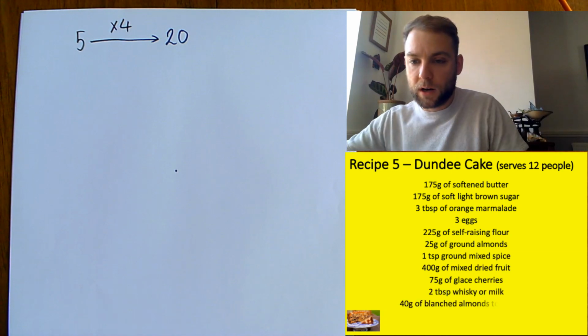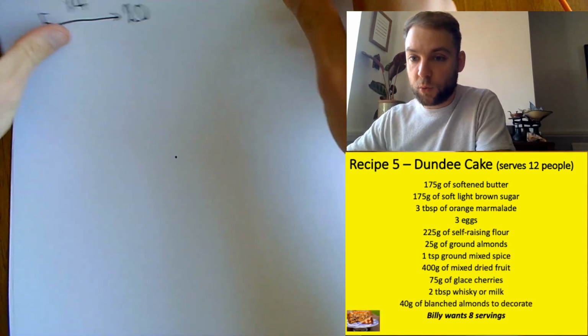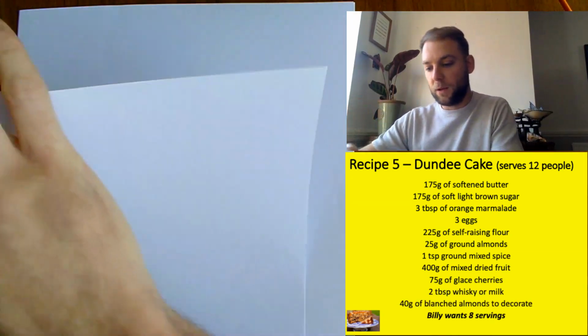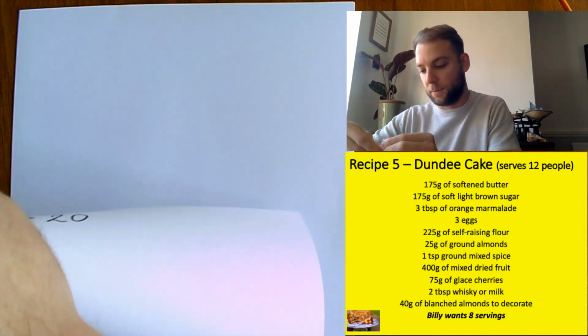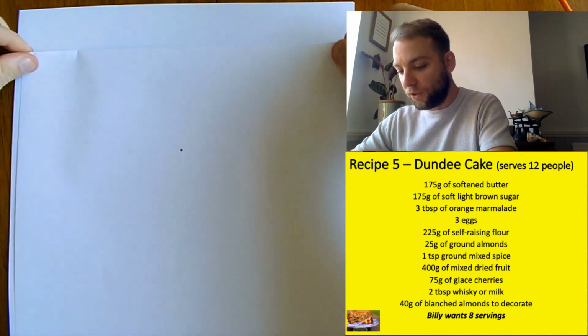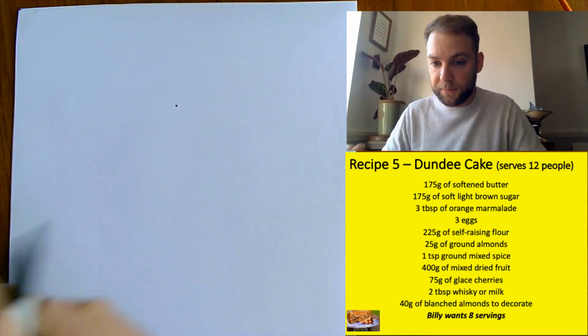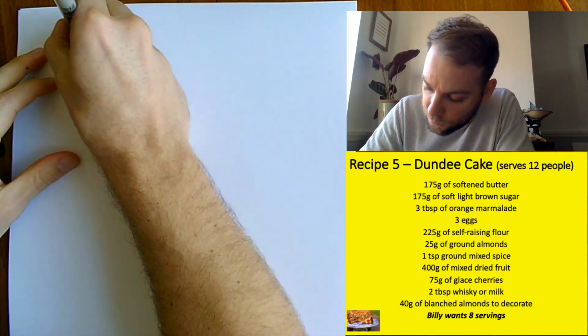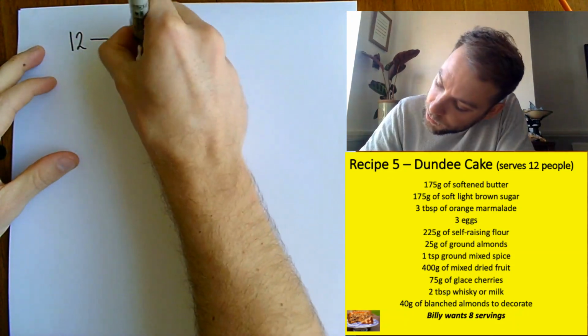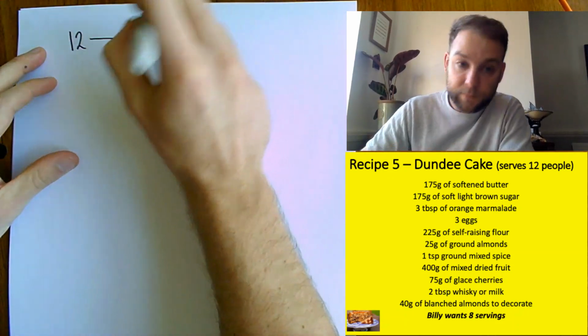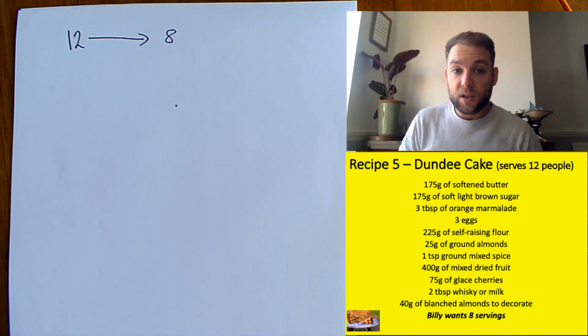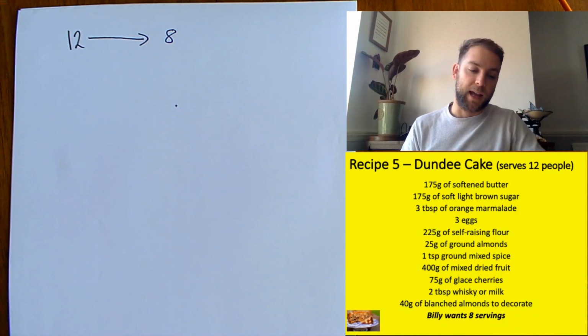So we've got servings for 12 people. However, Billy wants servings for 8 people. Now, if you did the starter really well, you might find this really easy. Okay, so how do I get from 12 to 8? Now, usually this comes up on a non-calculator paper, okay?